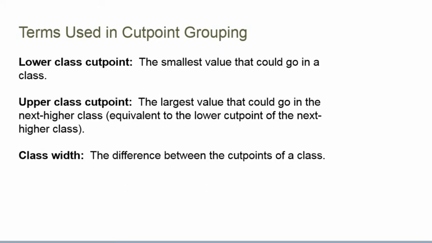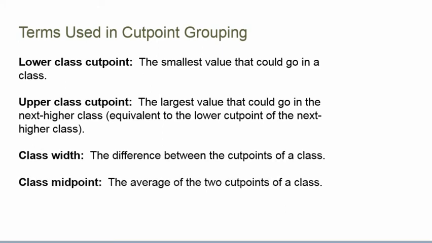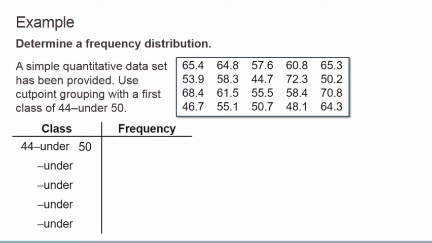Class width, the difference between the cut points of a class. Class midpoint, the average of the two cut points of a class. Example, determine a frequency distribution. A simple quantitative data set has been provided. Use cut point grouping with a first class of 44 to under 50.